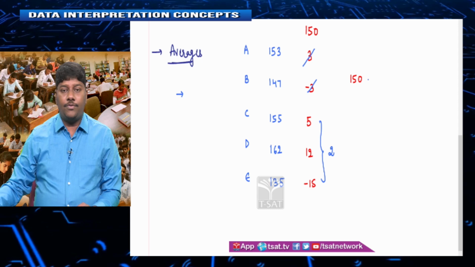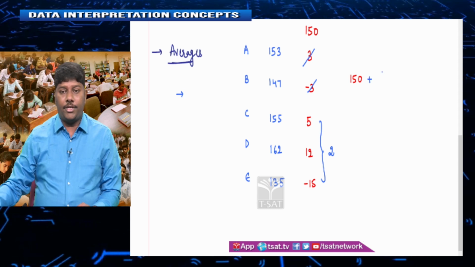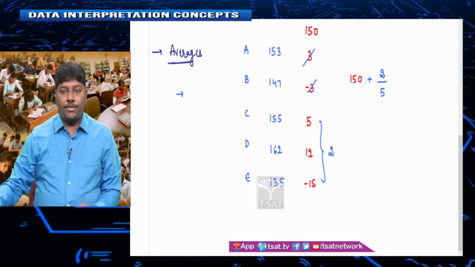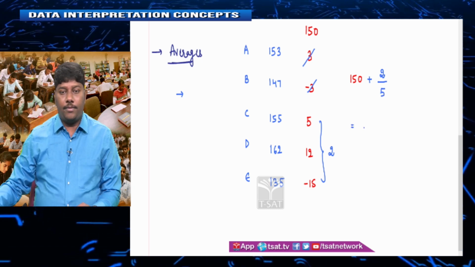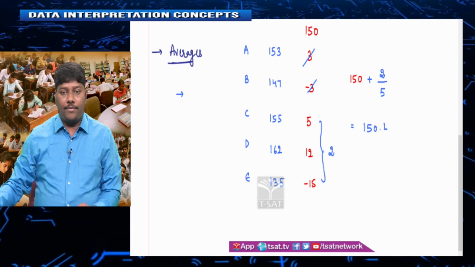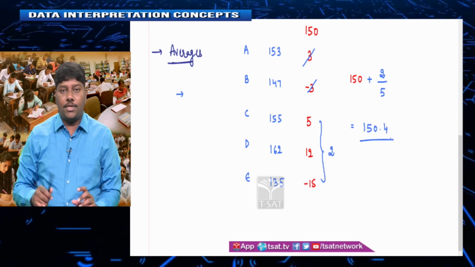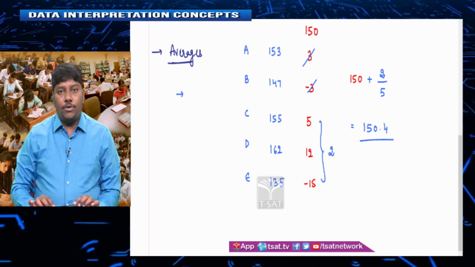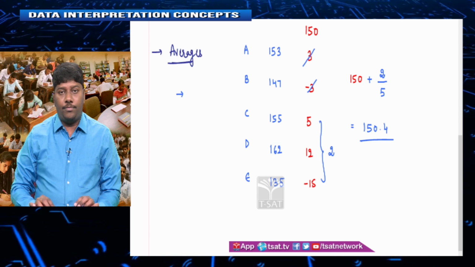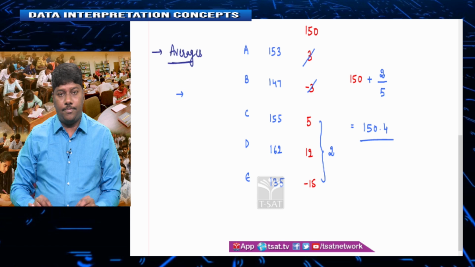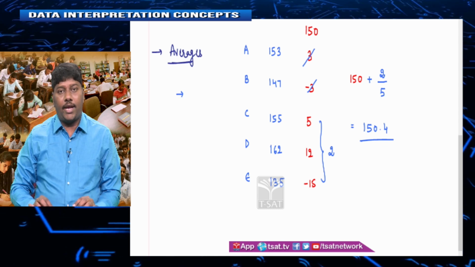This deviation will affect all 5 observations. Therefore you divide 2 by all 5 observations. We know 2 by 5 gives 0.4. So the average of all 5 observations is 150.4.